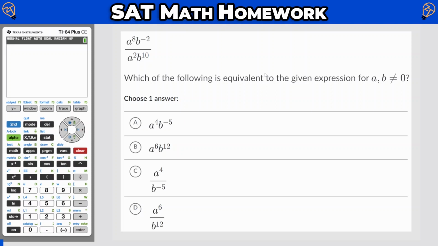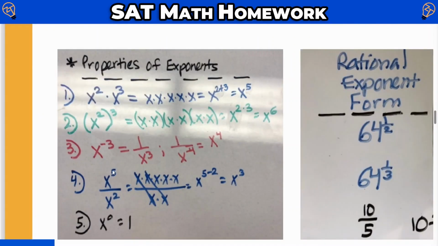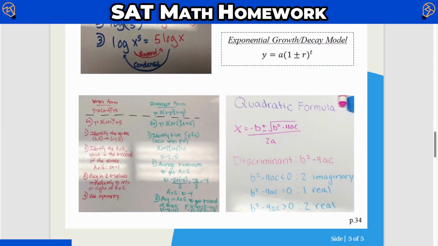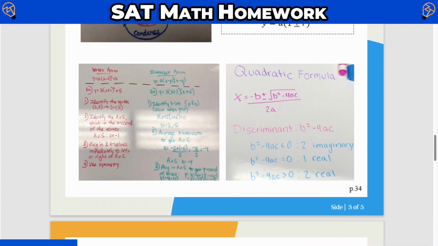Now for this problem, we're going to need to reference quite a few of our properties of exponents. So let's talk about a few of the main ones. Now, first and foremost, if I see that I have a couple of different kinds of a's, like in this case, a to the 8th up top, a to the 2nd in the bottom, so numerator versus denominator, I know that I'm probably going to have to do a quotient of powers. So that's property number 4, and this is from page 34, which is side 3 of our math reference document.